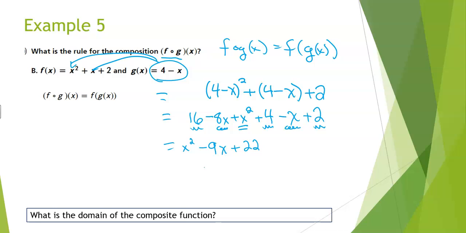Now, my composite function. What about the domain? Well, if I look at this, I know this is a quadratic, and the domain on the quadratic is always all real numbers. So it's negative infinity to positive infinity. All reals.